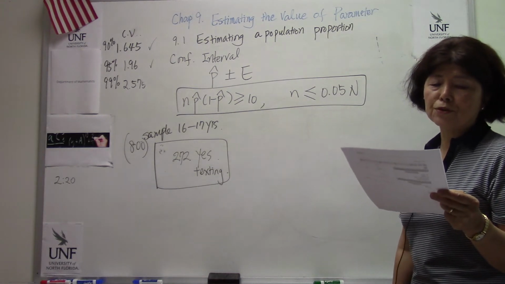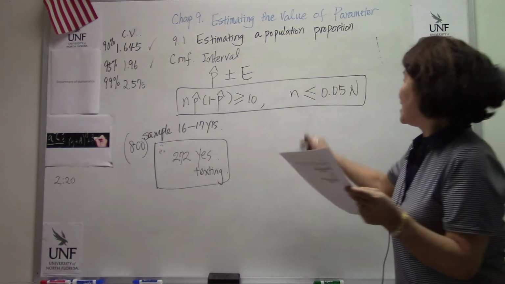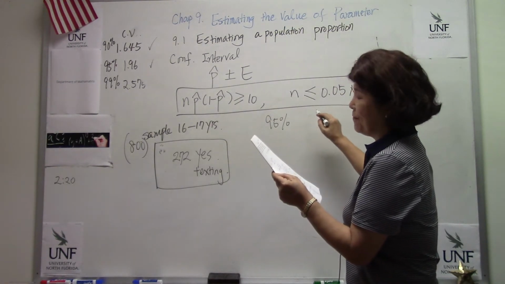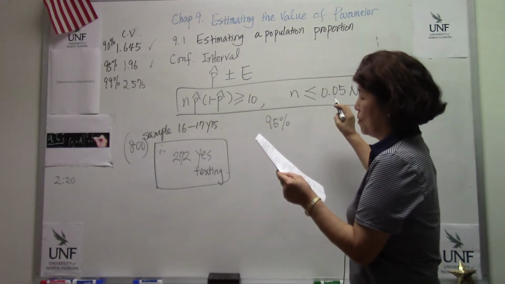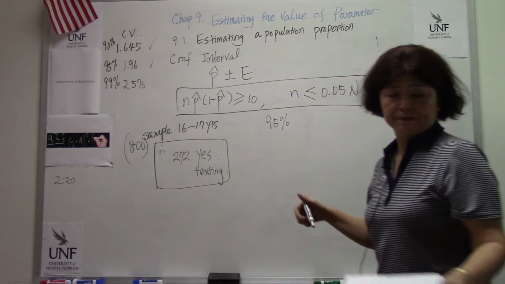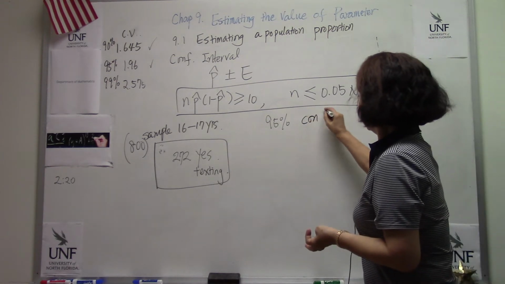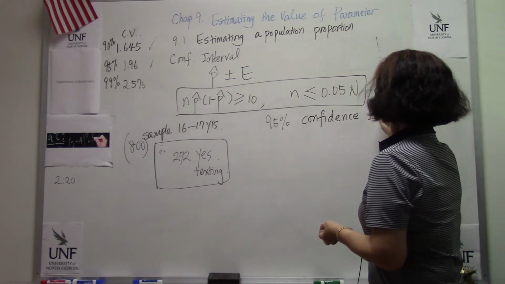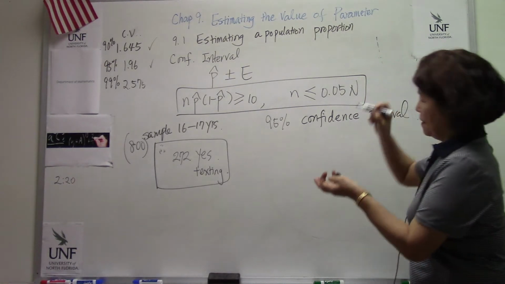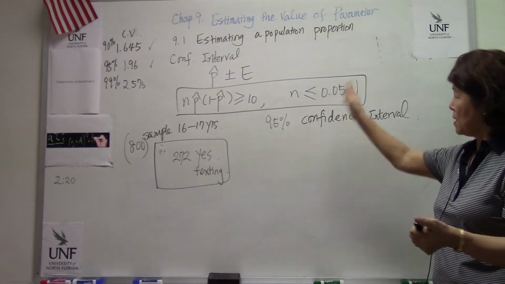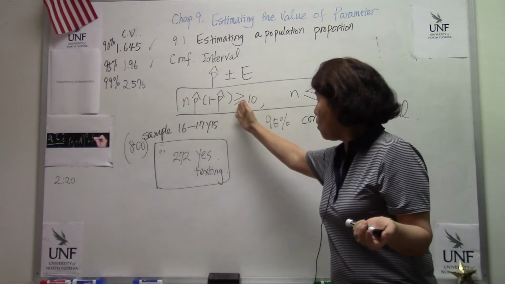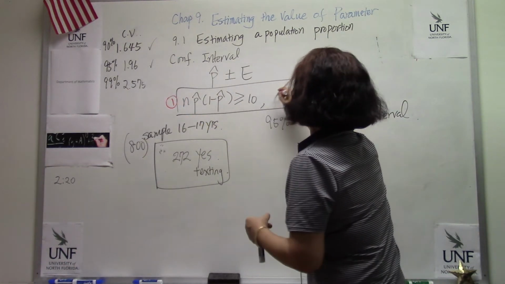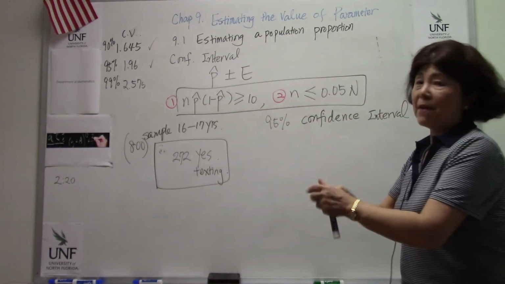And so what do we need to do? Obtain a 95% confidence interval for the proportion of this sample. All right, we already know the formula. But before you do that, you always check the check marks for these two conditions. We never fail that part.